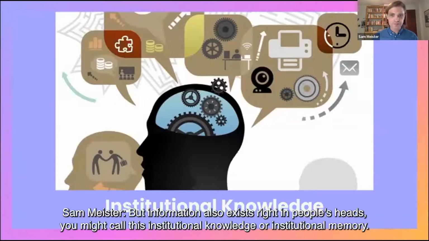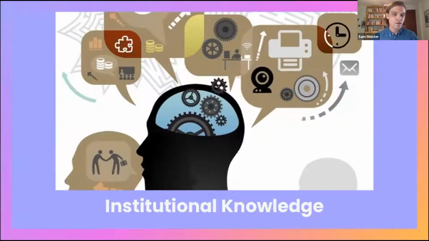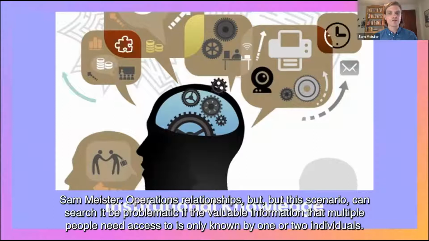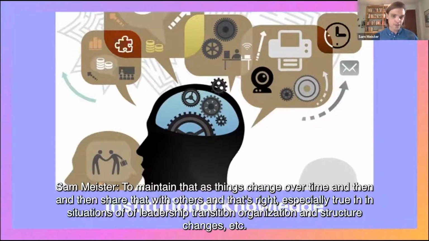But information also exists in people's heads. You might call this institutional knowledge or institutional memory. And it's not necessarily a bad thing that individuals have deep knowledge about an organization's history, its practices, operations, relationships. But this scenario can start to be problematic if the valuable information that multiple people need access to is only known by one or two individuals. If the information about the processes or how things work at an organization isn't documented, then it can be difficult to maintain that as things change over time, and then share that with others. And that's especially true in situations of leadership transition, organization structure changes, etc.